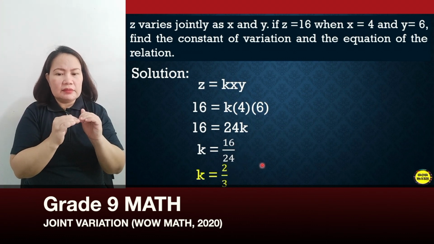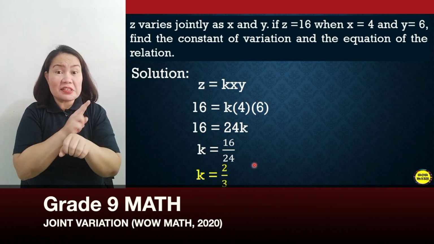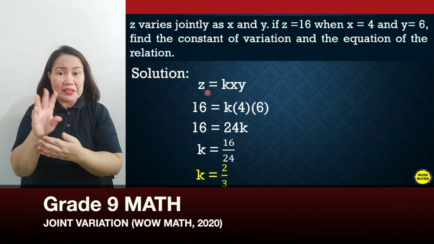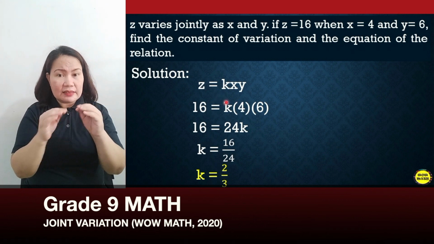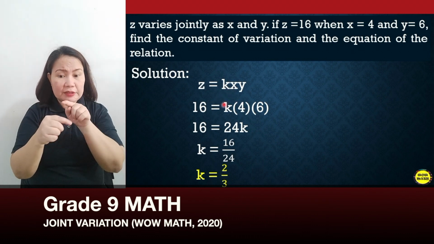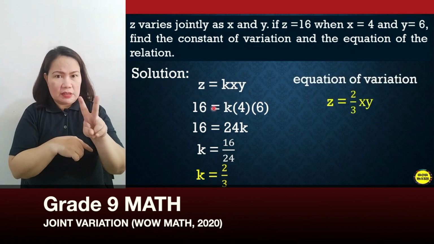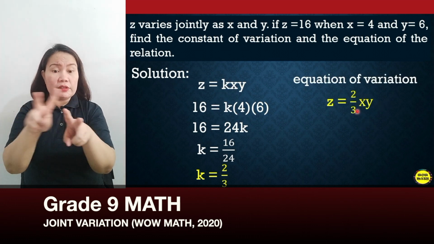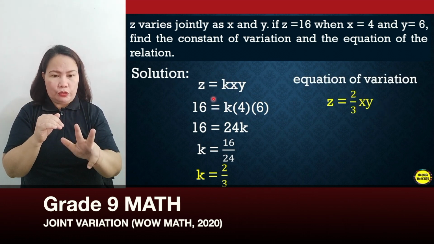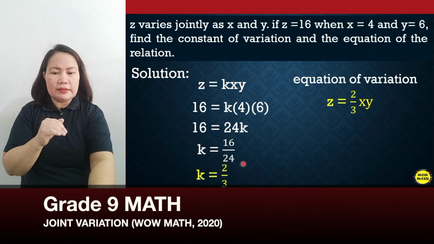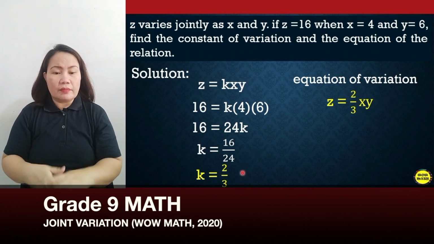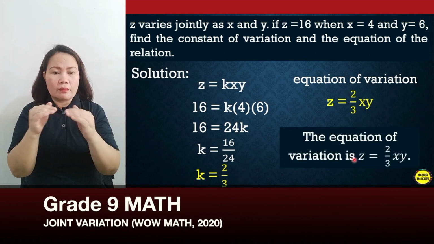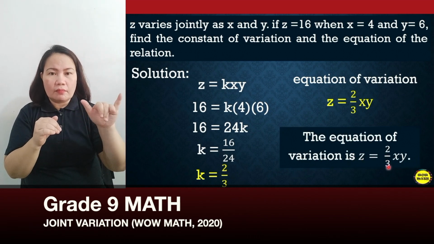So, makukuha na natin ngayon yung equation of variation by substituting the value of K dito sa equation natin na to. So, that is Z is equal to 2/3 XY. So, pinalitan lang natin yung K natin ng 2/3. So, yung nakuha natin constant. So, the equation of variation is Z is equal to 2/3 XY.